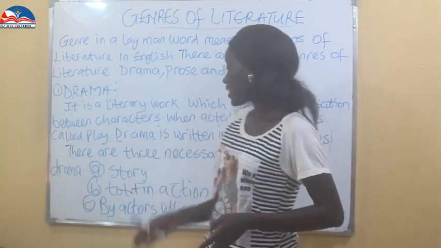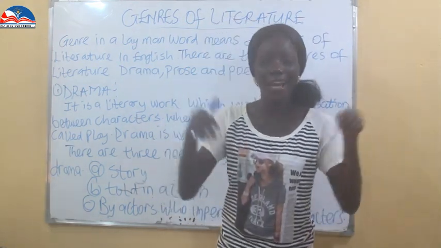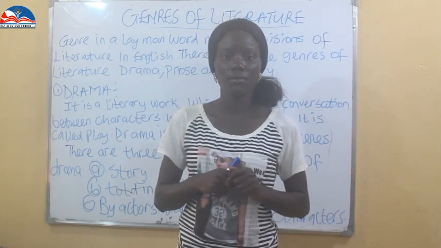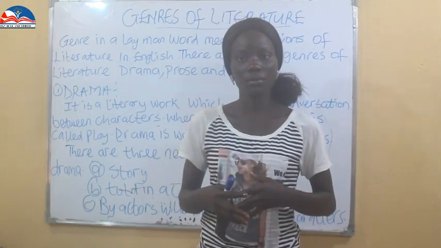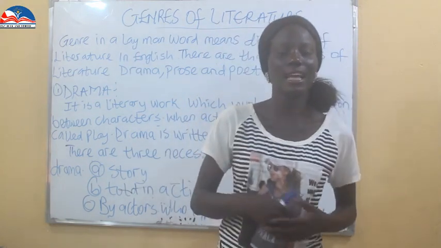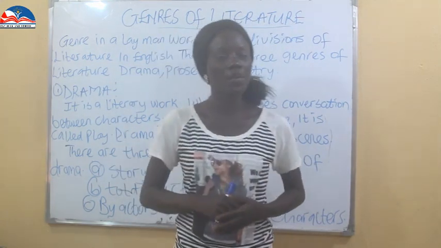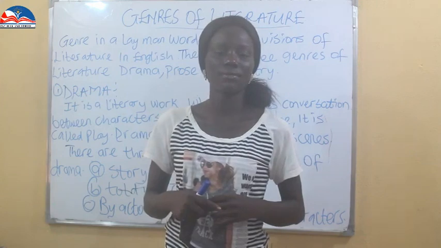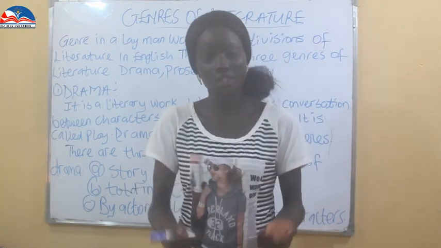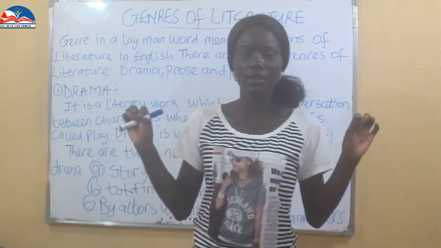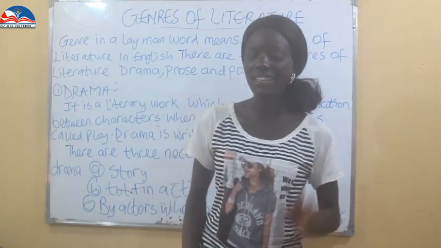Then we have told in action. That means there must be an action. For us to have a drama, we must have an action by the characters. The story leads to the action, and then we have actors who impersonate the characters. The action is performed by the characters. So the three necessary elements in drama are the story, which is the plot, the action of the story, and the characters who act it.